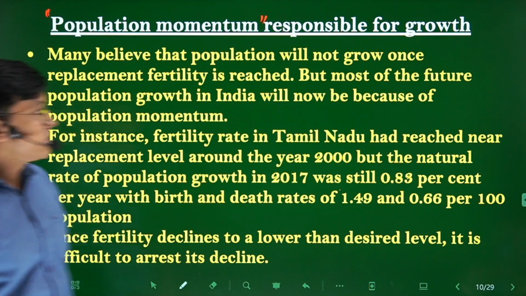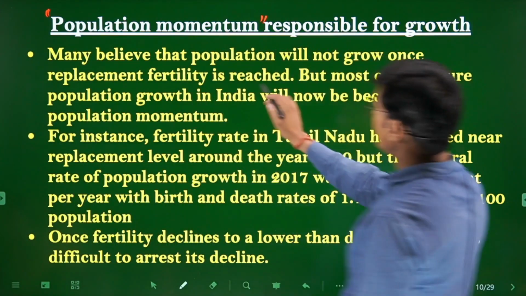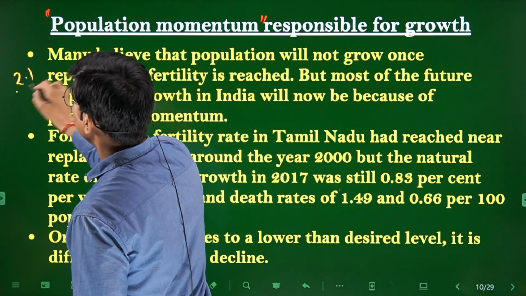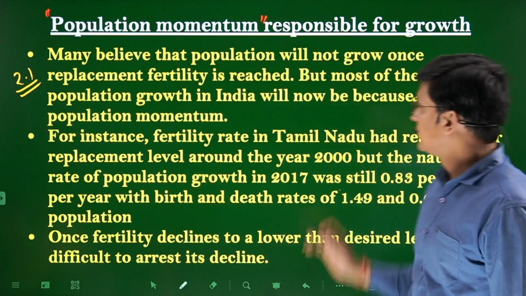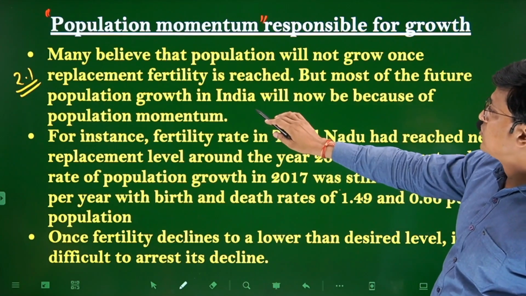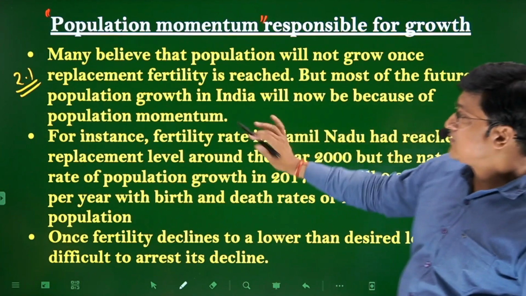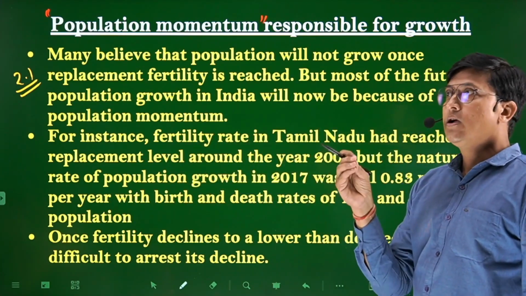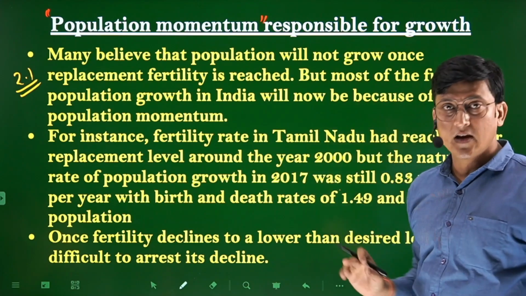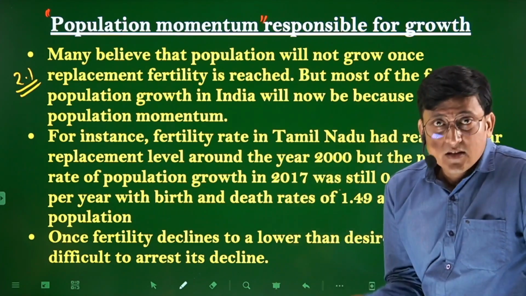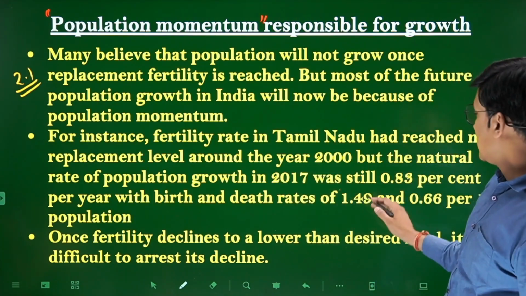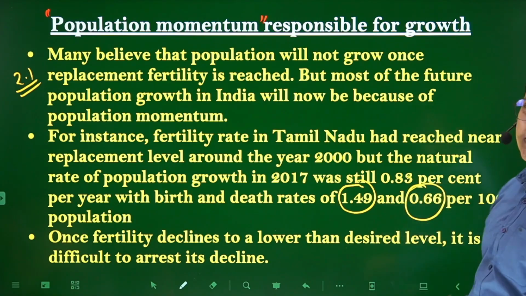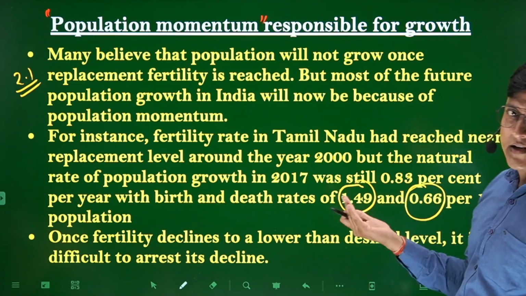Many believe that the population will not grow once replacement fertility rate is reached. What is replacement fertility rate? As I told you, it is 2.1. 2.1 is also known as replacement fertility rate. But most of the future population growth in India will now be because of the population momentum. For instance, fertility rate in Tamil Nadu. Okay, तो तमिल नाडु में जो fertility rate है ना, वो in 2002 हमने 2.1 achieve कर ली थी. But the population is still increasing in Tamil Nadu. Why is it increasing? Because the birth rate is 1.49 and the death rate is 0.66. That gap is there. That shall increase.